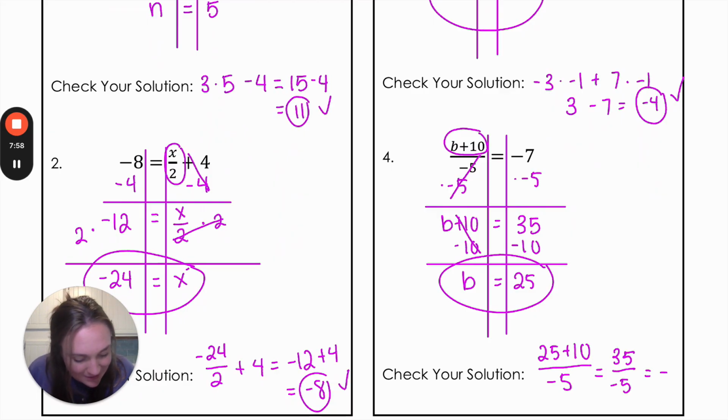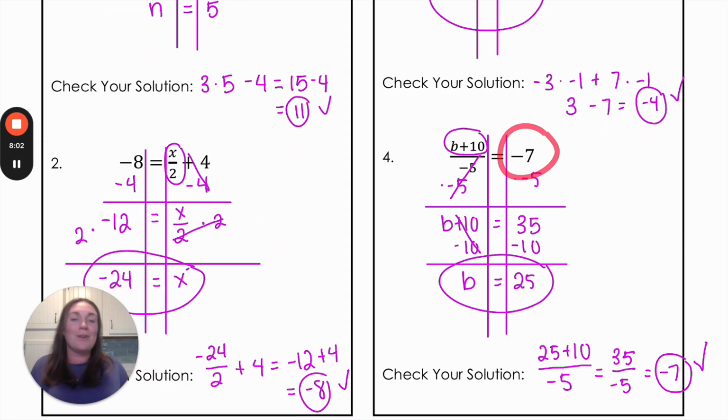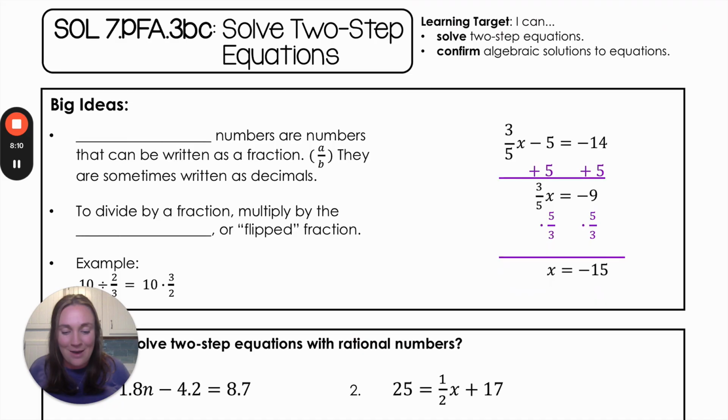35 divided by -5 is -7, which again matches that equation. So we did everything correctly. All right, we have 2 more examples that are going to use something called a rational number. So let's take a look at what that looks like.